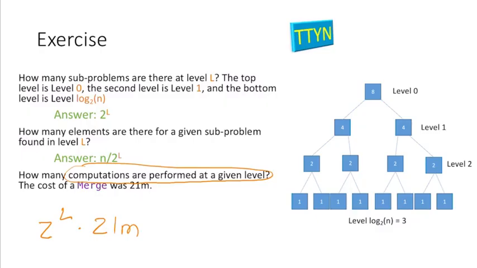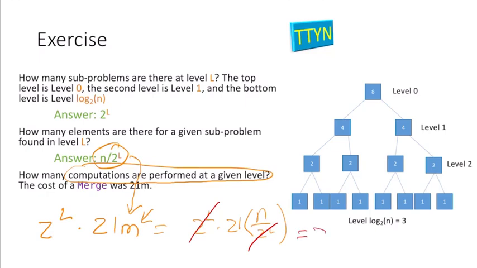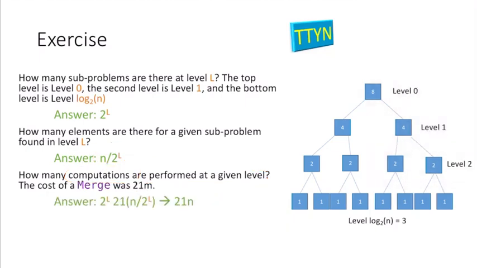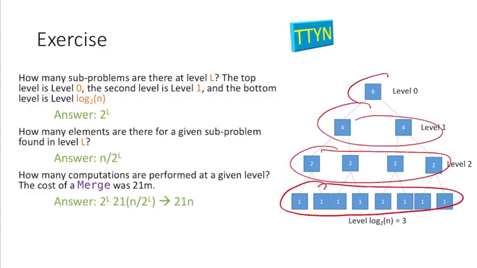Alright, well, what is m? For each of those subproblems, m is how many elements I have for each subproblem. So I'll have 2 to the L times 2 times n over 2 to the L. If you notice, I can cancel out my 2 to the L's, and I'm going to have 2n at each level. So I'm doing 2n work here, 2n work here, 2n, 2n. So I have 2n amount of work at every level.